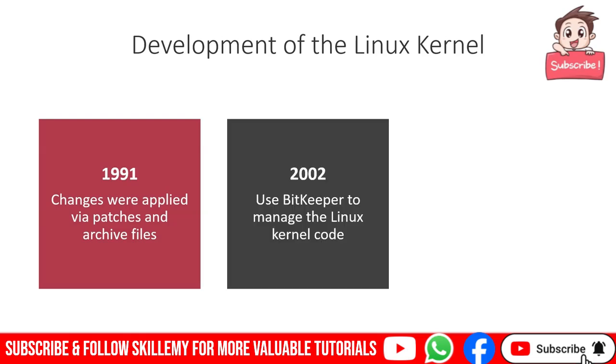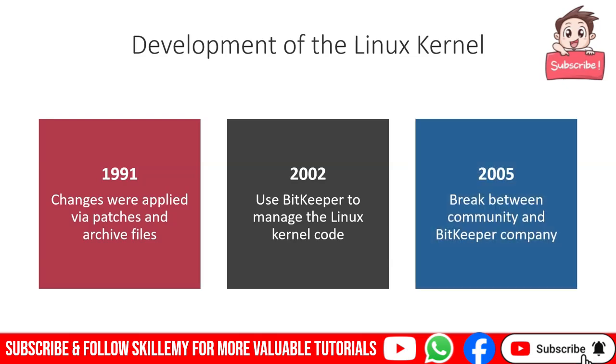In 2002, Linus Torvalds decided to use BitKeeper to manage the Linux kernel code. BitKeeper is a distributed version control system. But at the same time, BitKeeper is also a commercial product and it is not open source. How could that fit with the Linux kernel, which is a huge open source project? In fact, it didn't turn out well, and in 2005 it came to the break between the Linux community and the company who developed BitKeeper.